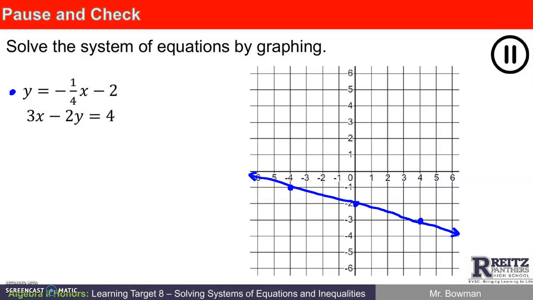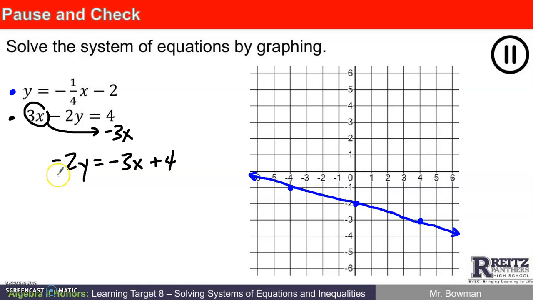Now, the one that I'm going to do in black is not ready to graph yet. I want to solve it for y most likely. So I'll make this a negative 3x on the right side of the equation. Don't lose this negative sign here. It's negative 2y equals negative 3x plus 4. And now to get y by itself, I need to divide every term by negative 2.